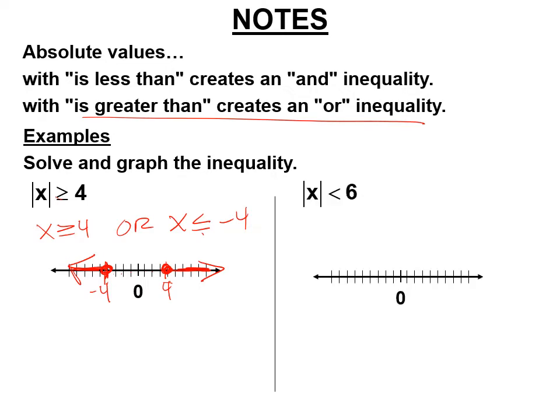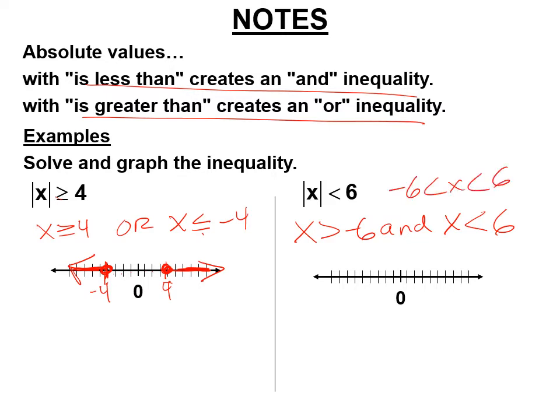All right, less than creates an "and" inequality, right? So I'm going to write this one over here. x is less than 6 and x is greater than -6. And I could have written it like that as well. Either way is fine. And so then to graph it, you're going to go 1, 2, 3, 4, 5, 6, open circle. 1, 2, 3, 4, 5, -6, open circle, and it's the ones in between.